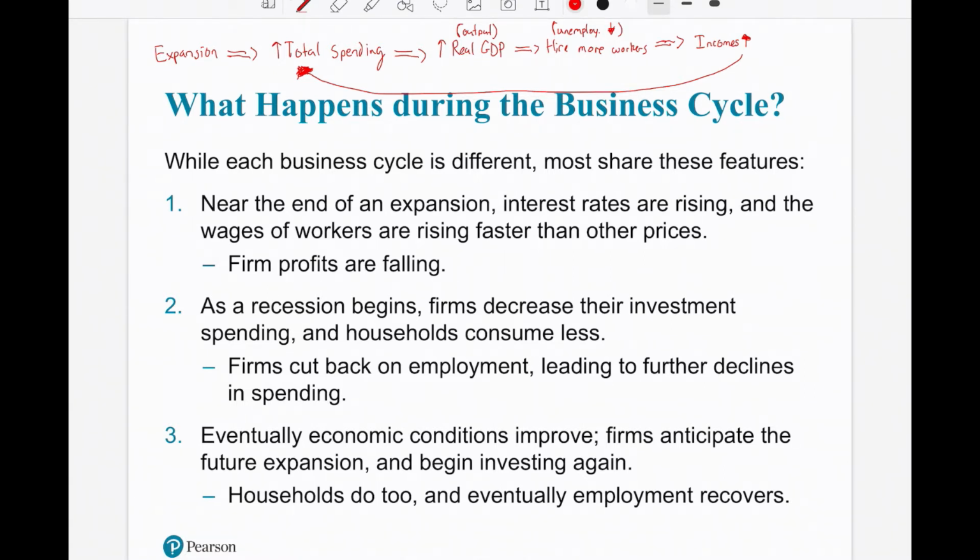Now, near the end of an expansion, we see that interest rates are rising. The wages of workers are rising faster than other prices, and then that's causing firms' profits to fall. Now, as a recession begins, let me write that up here. Because we're going to see that the same things are going to be affected.